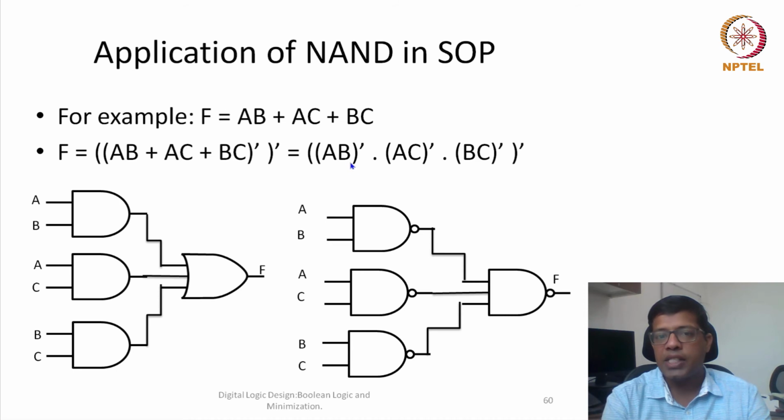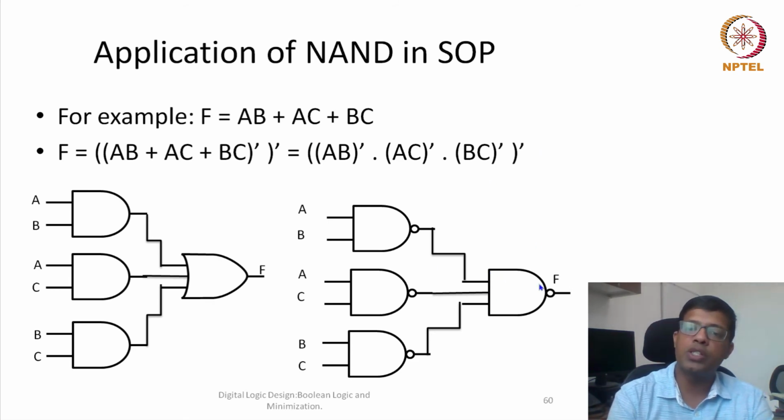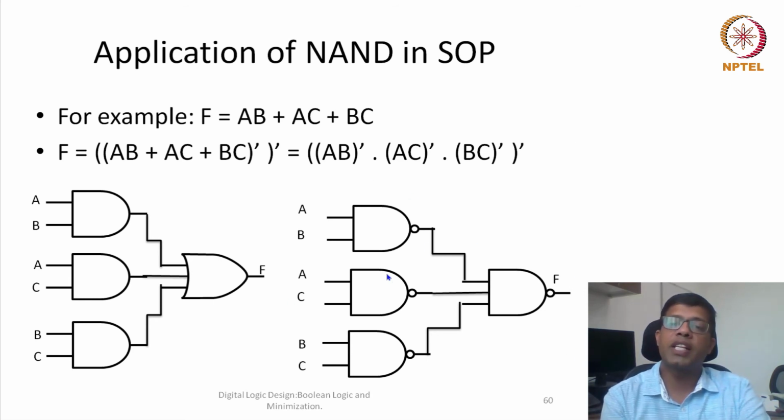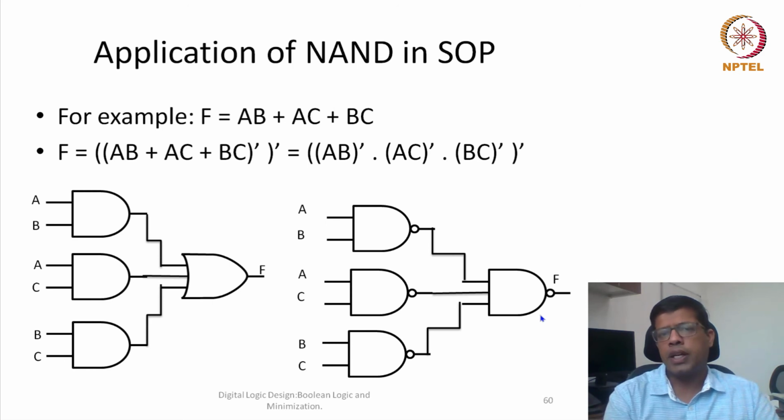This is AB dash, this is A and C, the inverted output of the product of A and C, and the inverted output of the AND of B and C. Now all of these three things are ANDed, and the final output is also inverted, so this is also a NAND gate. Similar to this, any sum of product expression can be implemented using NAND gates. So yes, correct.